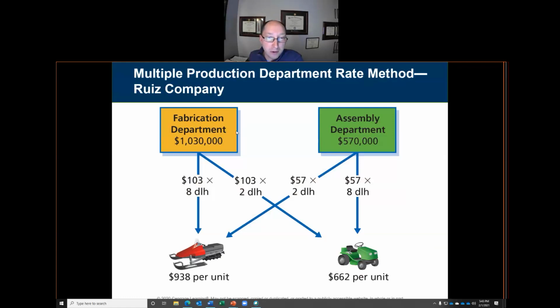Here's a nice graphical representation of what we just discussed. Fabrication is $103 per hour. Assembly department is $57 per hour. Then you just simply multiply that by the number of hours from each respective department for each respective product.